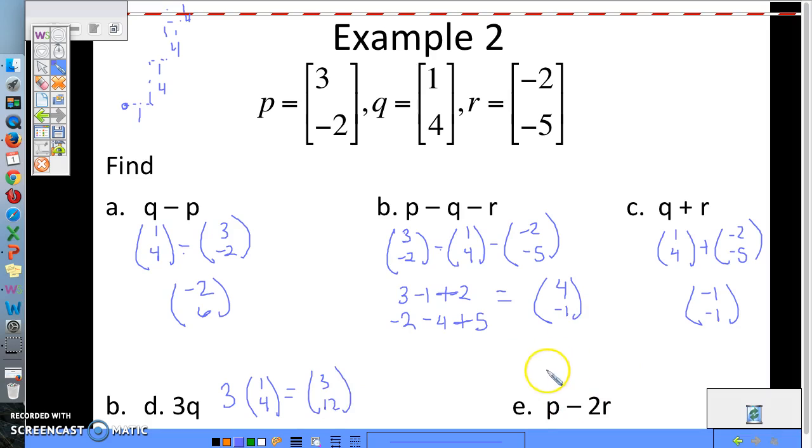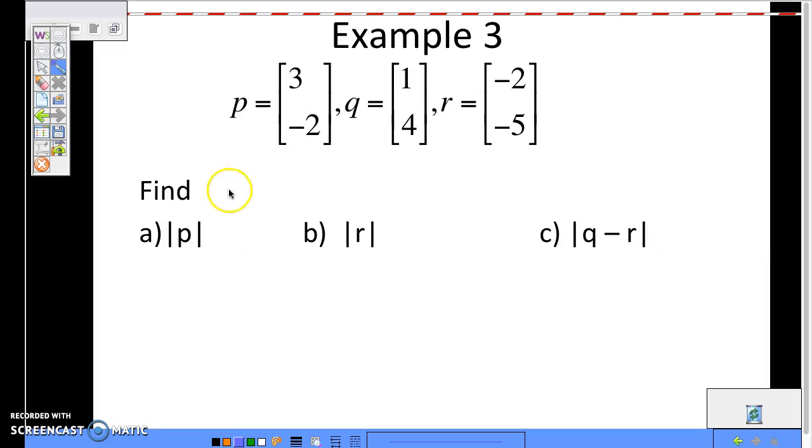And P minus 2R: 3, negative 2, minus 2 times negative 2, negative 5. One thing we can do is multiply that scalar first. So this is 3, negative 2 minus, if we distribute the 2, negative 4, negative 10. You could distribute the negative and make it plus as well. If we subtract these, 3 minus negative 4, so plus, we get 7, and negative 2 minus negative 10, that's plus, so we would have 8.